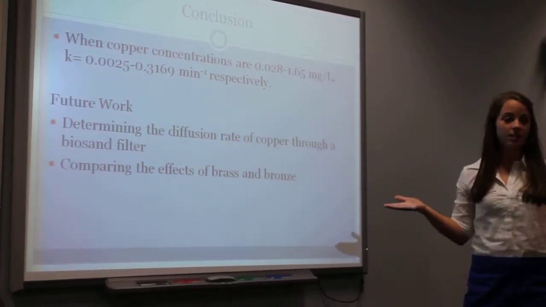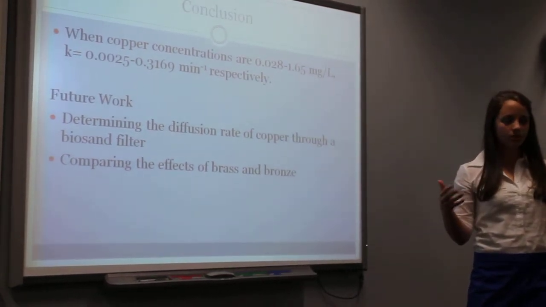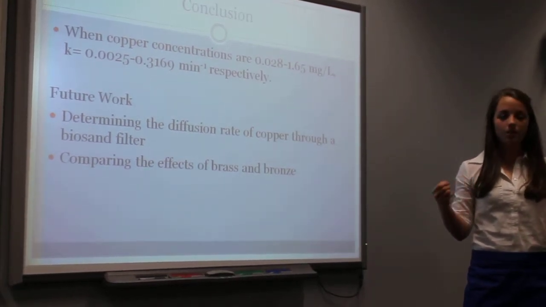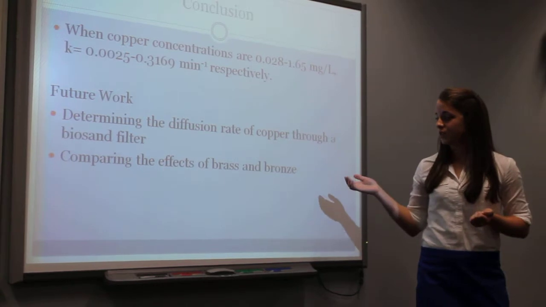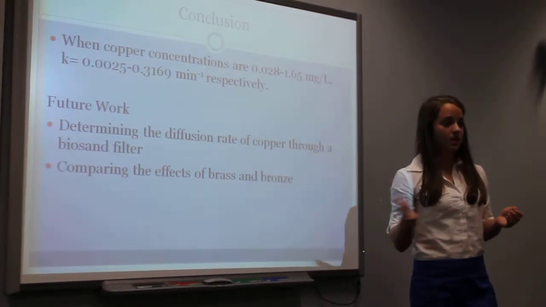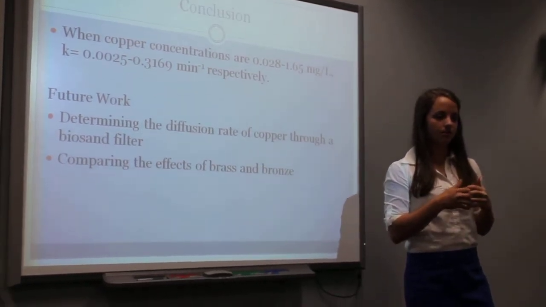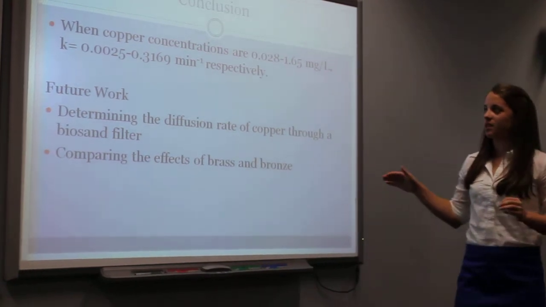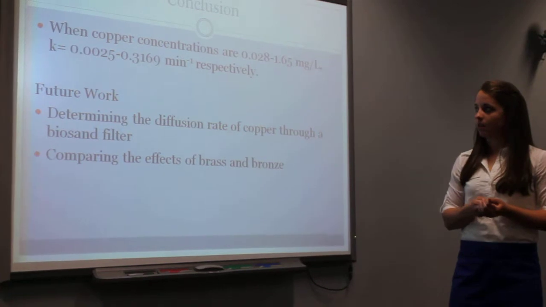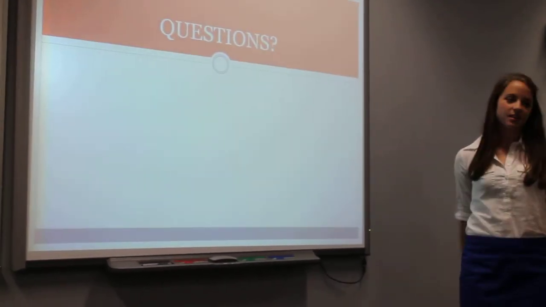In the future, we would like to test brass and bronze to see if there are any different effects than the copper. Last semester, I did research on brass and bronze, and it was found that over time, bronze actually has a high removal of coliform concentration. So next we'd be looking to see, does it also do the same? Any questions?